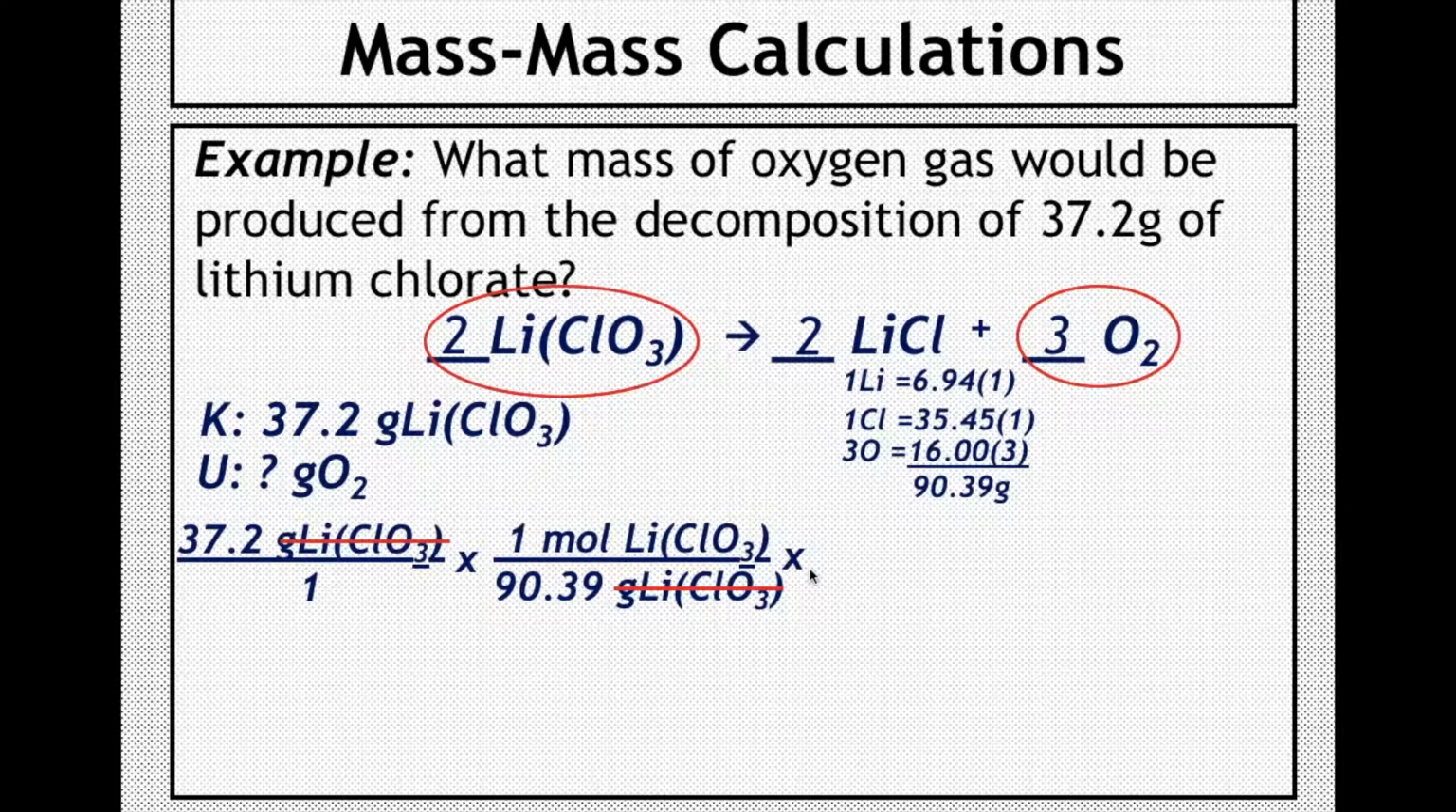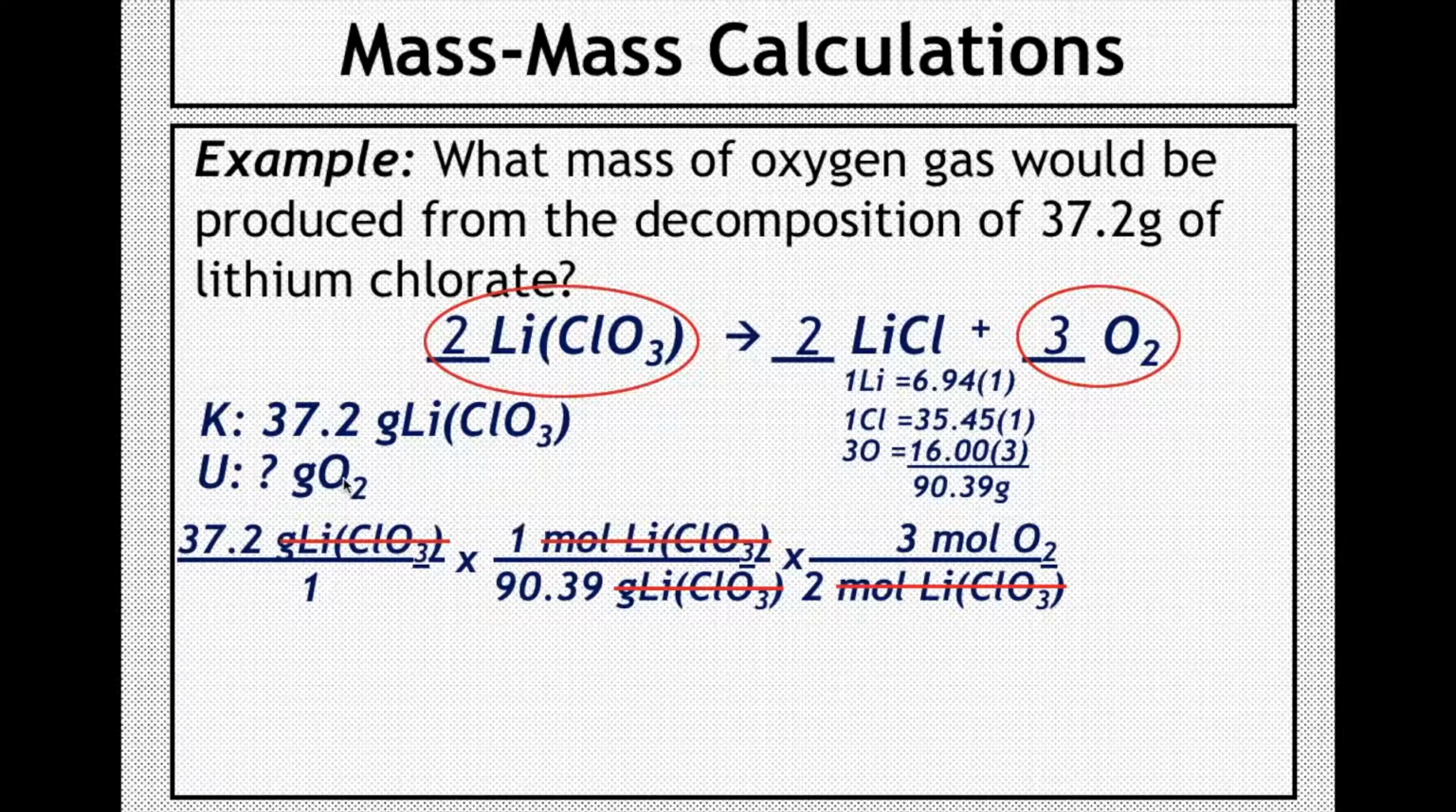So the next step, we have the mole-to-mole ratio. So the moles of lithium chlorate would go at the bottom, so we can cancel this out because we need moles of oxygen in order to move on to the next step. So we get our numbers from the coefficients in the equation. And then our moles of lithium chlorate cancel, and we're left with the moles of our desired element.